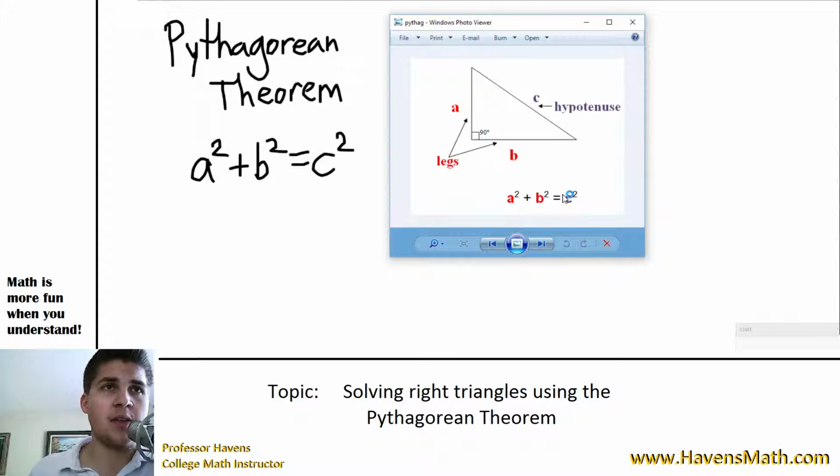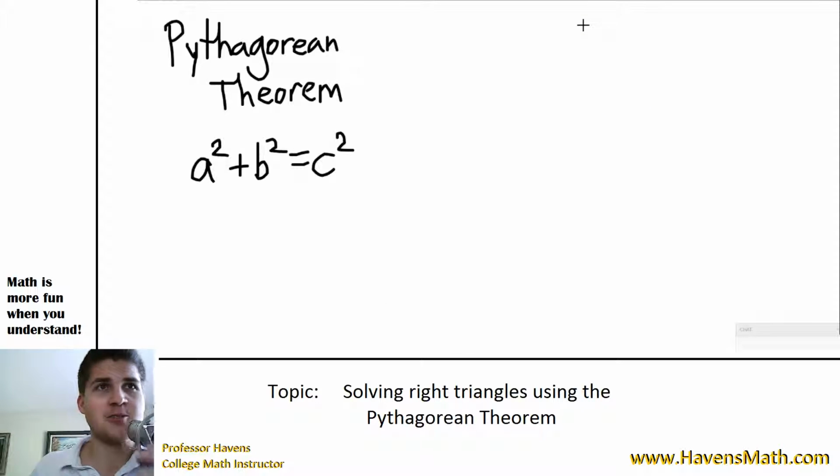And the way we can solve a right triangle is if we know two of the sides, we can stick them into the formula and figure out what the other side must be. Again, because this Pythagorean theorem is an equation that has to be true. So let's look at a couple examples of solving right triangles using the Pythagorean theorem.